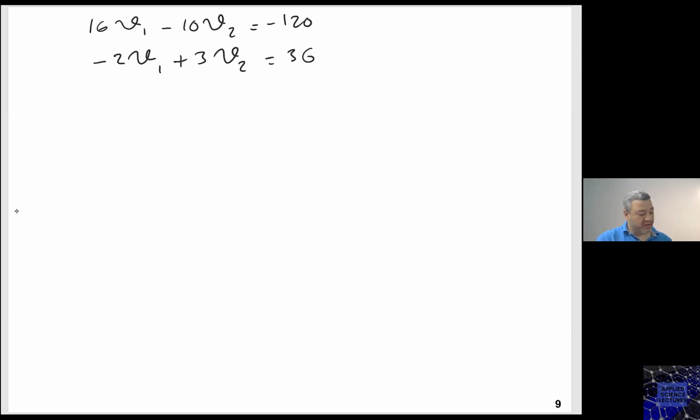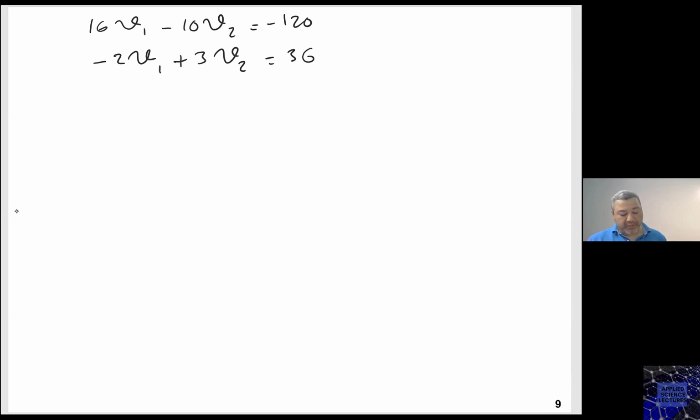So we have here 16V1 minus 10V2 equals 1 minus 120. We have minus 2V1 plus 3V2 equals 36.